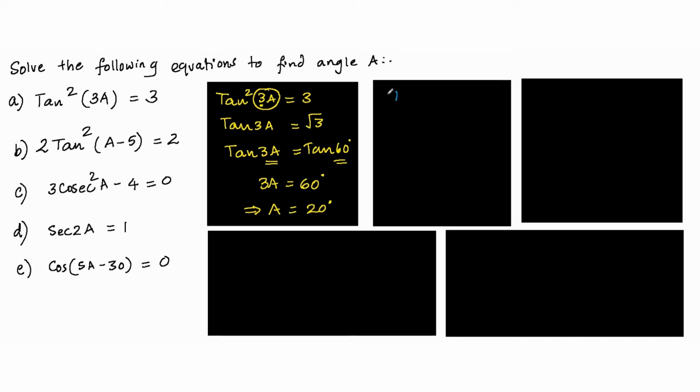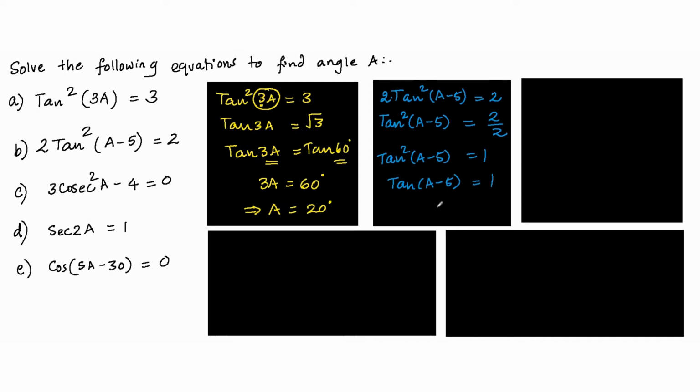So I have 2 times tan square of A minus 5 is equal to 2. This 2 is in multiplication with tan square, so I can send it down to division on the other side. So I get tan square of A minus 5 is equal to 2 by 2, which means tan square of A minus 5 is equal to 1. Therefore tan of A minus 5 is equal to square root of 1, which is 1.